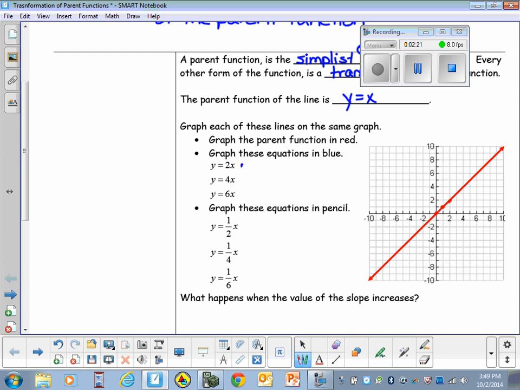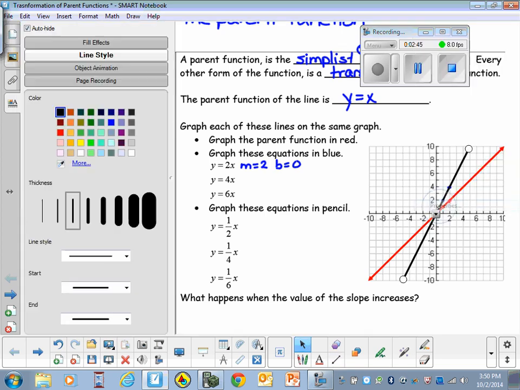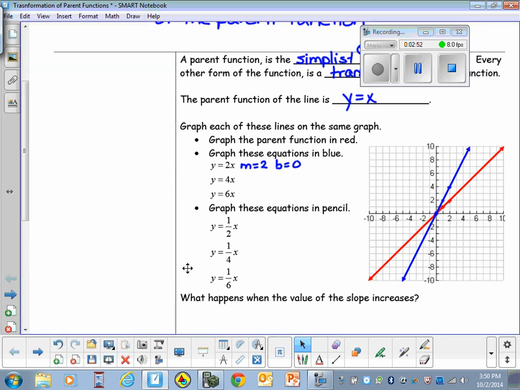Okay, now we're going to graph a few of these in blue. So y equals 2x. That means my slope is 2 and my y-intercept is 0. Up 2, right 1. Use my straight edge, and let's turn this blue and put our arrowheads on. Would you say that this line became steeper or flatter compared to the parent function? And hopefully you remember that as our slope gets larger, our line becomes steeper. It's definitely at a stronger incline. It would be harder to walk up the blue line than it is to walk up the red line.